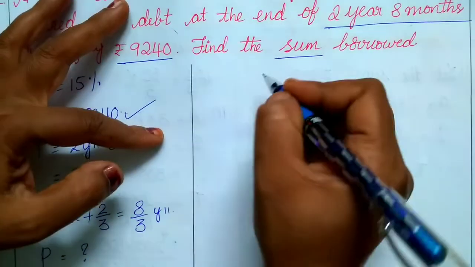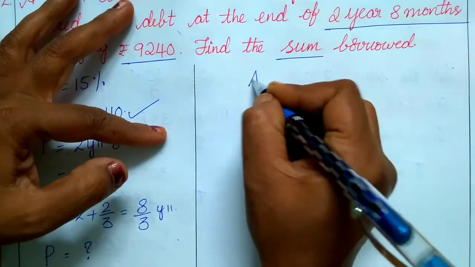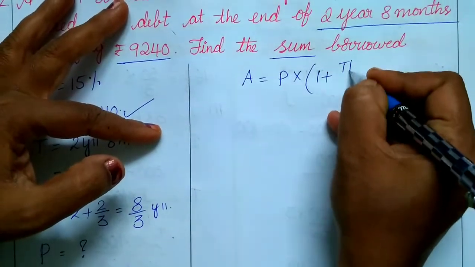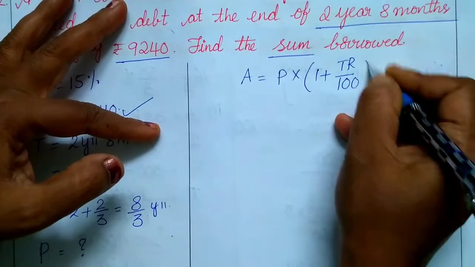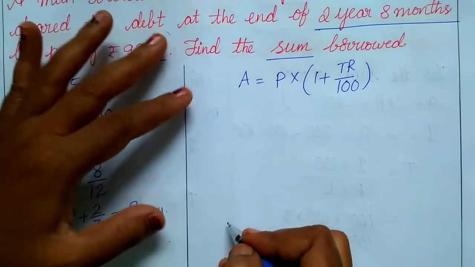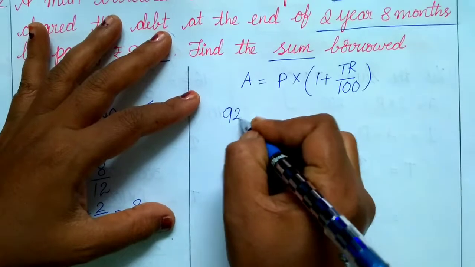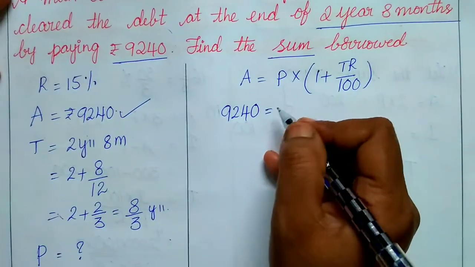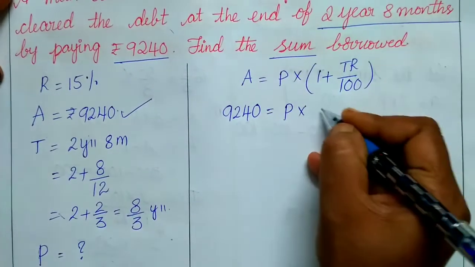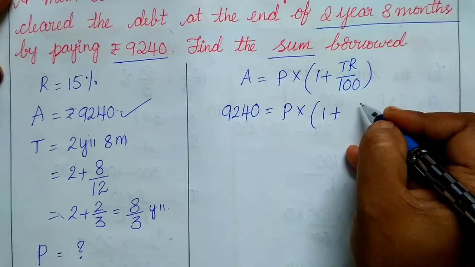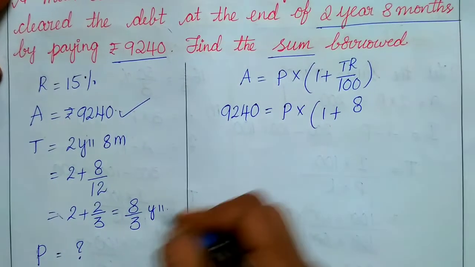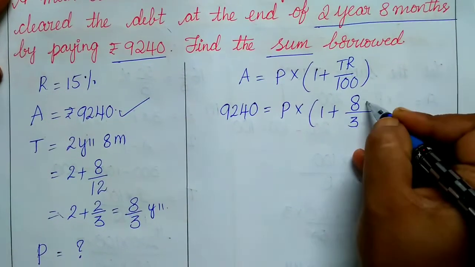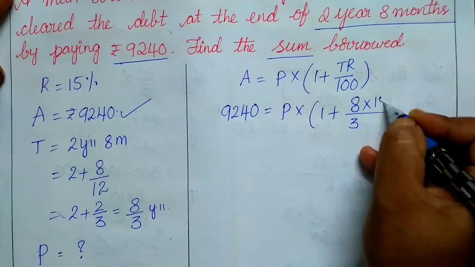What we have to do is use the formula for amount. Amount is equal to P into (1 plus TR by 100). This is the formula we use to find the principal. Now the amount, we already know, is 9,240, which equals P, the principal we don't know, into (1 plus TR by 100). T means time period, which we just found is 8 by 3. So 8 by 3 goes in, into R, which is 15.